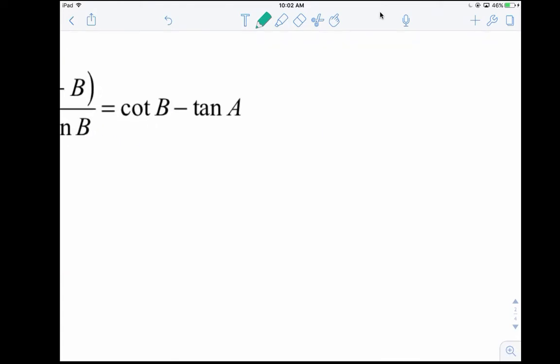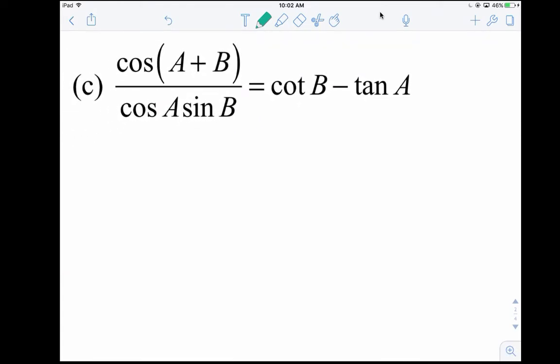Okay, moving on to the next one. So you want to show. For this one, I did the right side. So this here, that's really your sum formula for cosine. So on the right side, you're going to probably want to try and show that formula, in which then you can condense down.